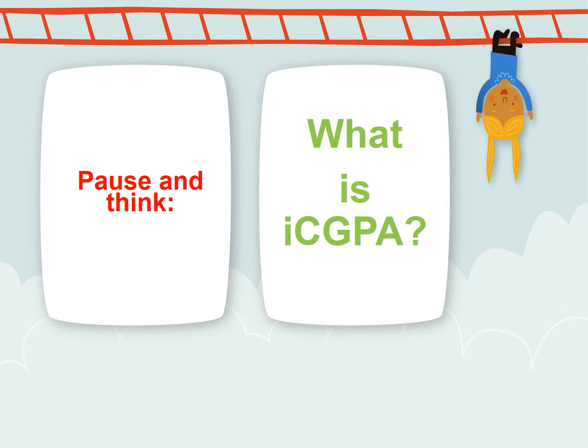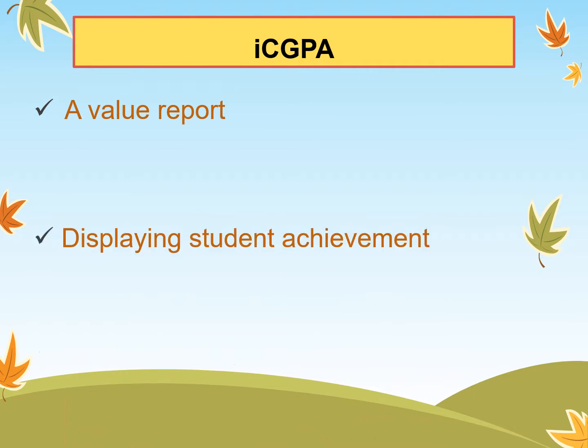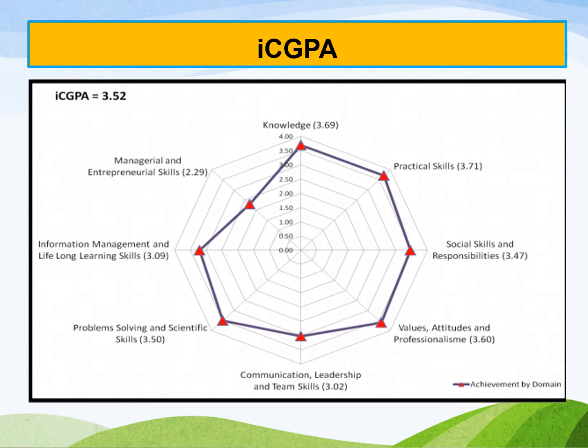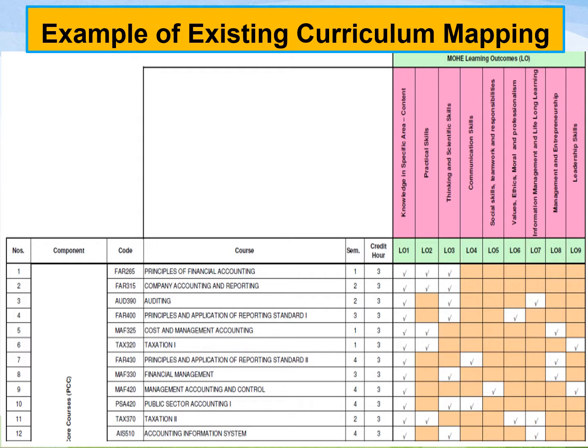So, what is iCGPA? Well, iCGPA is actually a value report that displays students' achievement in mastering the 8 learning outcome domains. The value report is eventually reported or displayed as a radar chart, or we call it a spider web. This is different from the format of the existing current curriculum mapping style as follows.